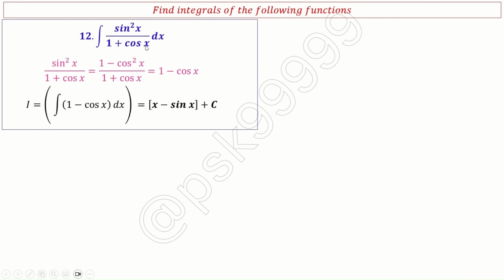Integral of sin square x by 1 plus cos x dx. I'll write sin square x as 1 minus cos square x, which is 1 plus cos x into 1 minus cos x. Divided by 1 plus cos x, I'm left with 1 minus cos x. Now this is a simple trigonometric function for integration. That's nothing but x minus sin x plus constant.